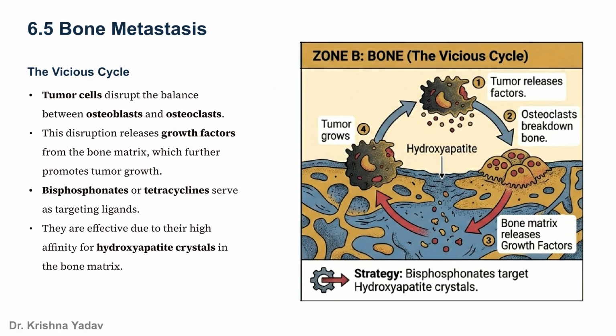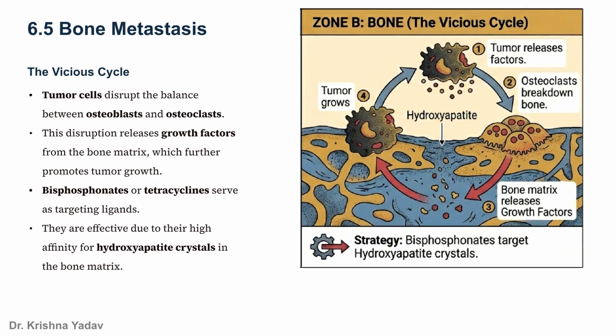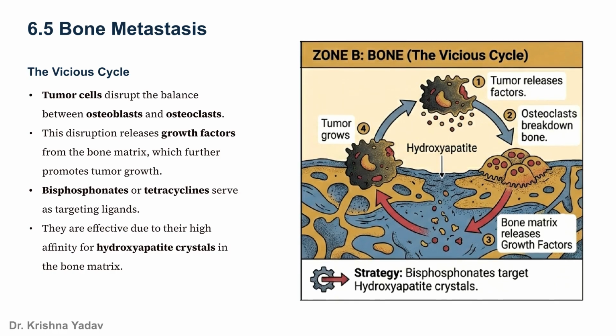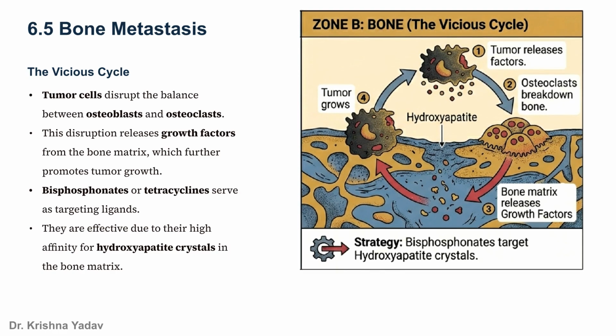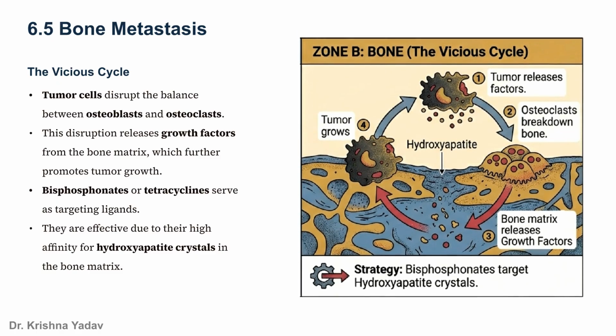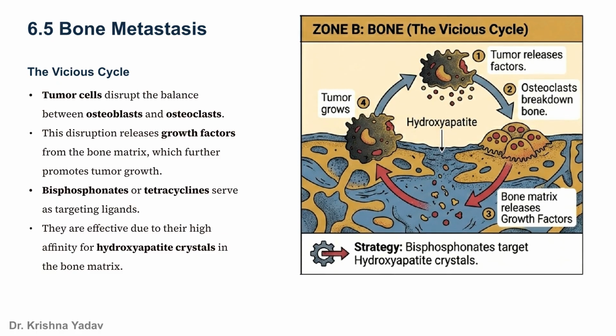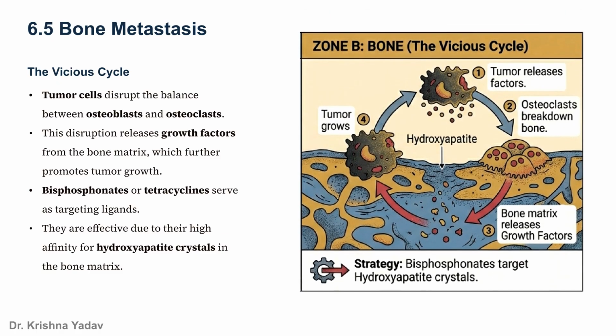Bone metastasis involves a vicious cycle where tumor cells disrupt the osteoblast-osteoclast balance, releasing growth factors. Bisphosphonates or tetracyclines can be used as targeting ligands due to their affinity for hydroxyapatite crystals.